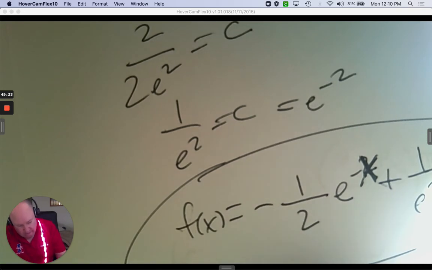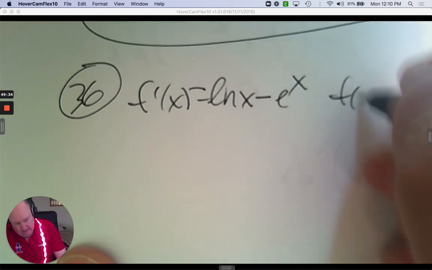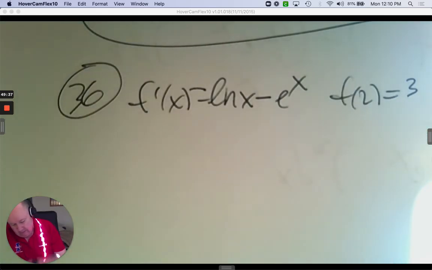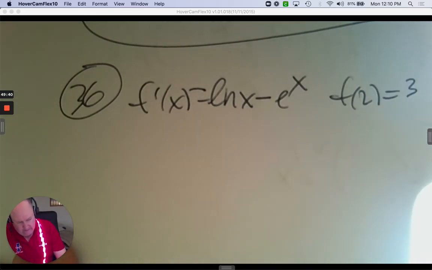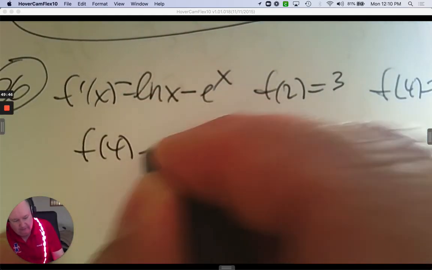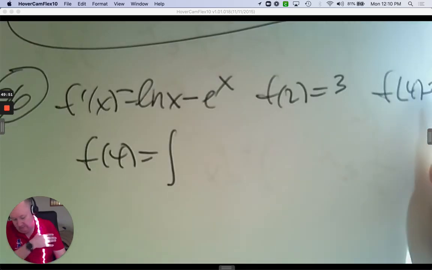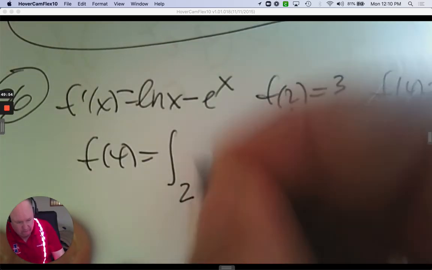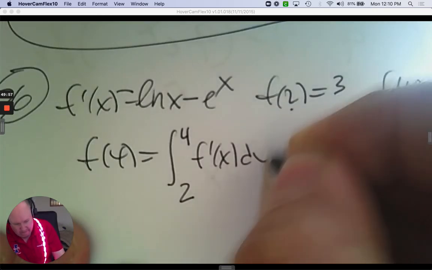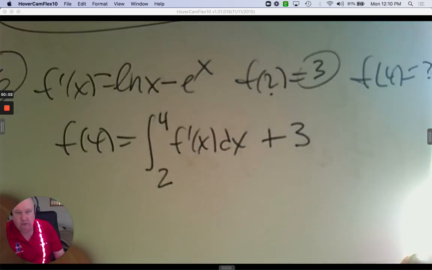So in 36, the derivative is ln x subtract e to the x. And you're given f at 2 equals 3, and then use a calculator to find f at 4. Okay, so that's my goal. So f at 4 is equal to, if I'm given the derivative, I'm going to integrate from where I started. So I know 2. So I'm integrating from 2 to 4, the derivative. So I'm going to integrate and add that to the starting value, which is 3.